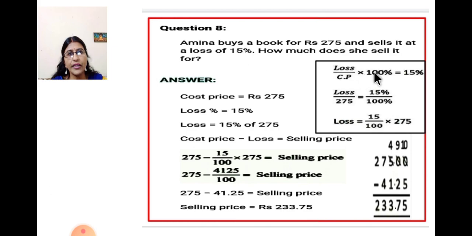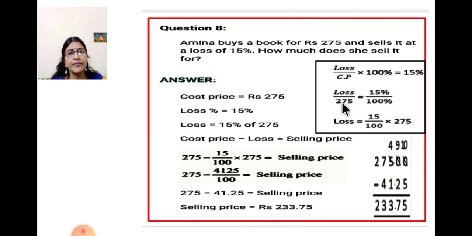Now children, if you want, you can use this formula, like loss percent is given. How we have discussed in the beginning, you will use the formula for loss percent. So loss upon CP into 100%, and that is equal to 15% because loss percent is given 15%. This way also you can show the working. And then loss upon, now in place of CP 275 is written, and that is equal to 15%. Now this 100% will take it to this side, and then you will cut this percent, 15 upon 100.